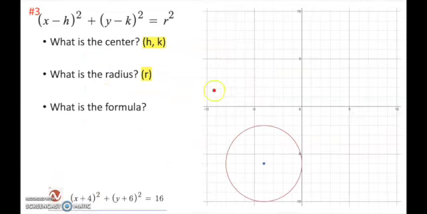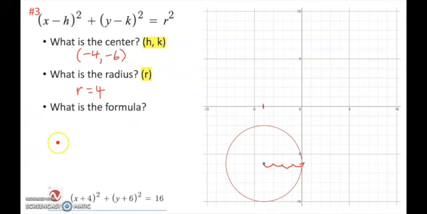For example number 3, let's find our center. So on the x-axis it looks like it's at -4, and on our y-axis it looks like it's at -6. So our center is going to be -4, -6. Let's find the radius of our circle. From the center we count 1, 2, 3, and 4. So our radius is going to equal 4.